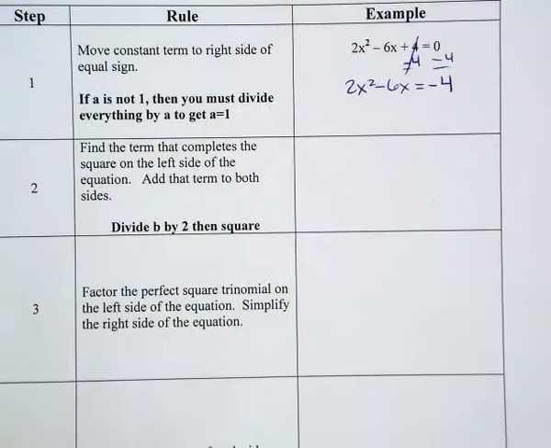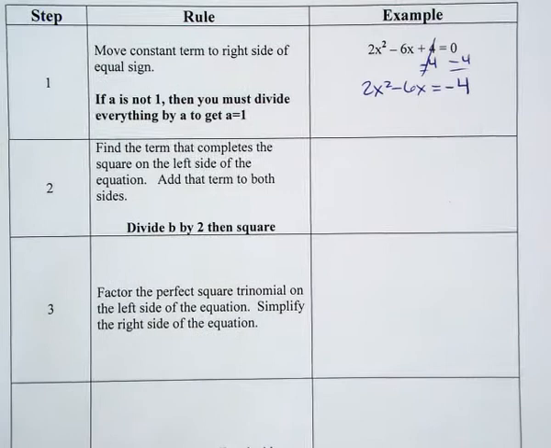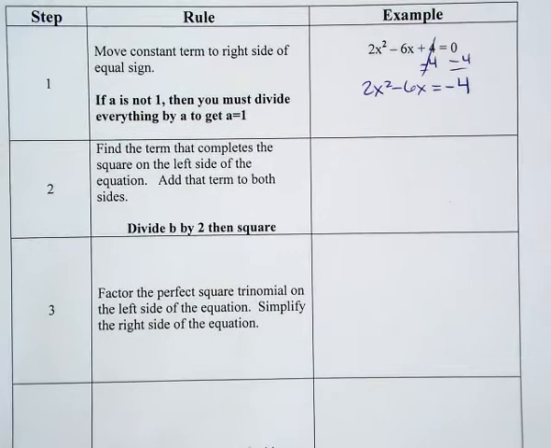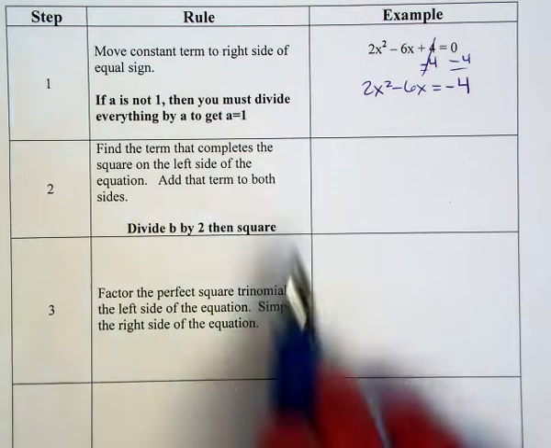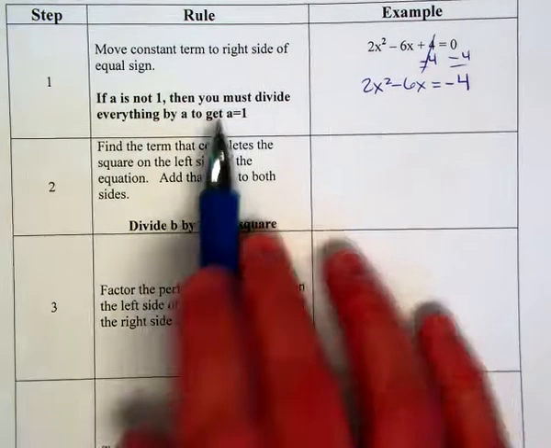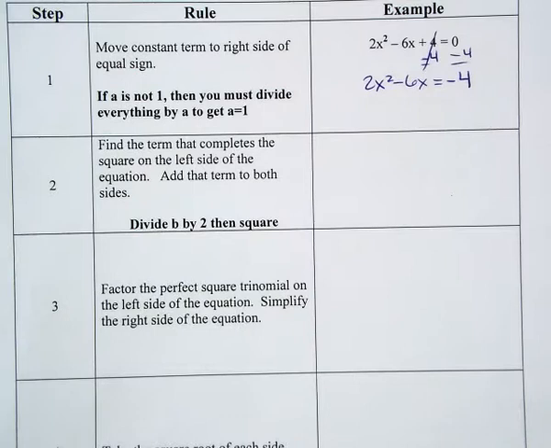Starts the exact same way. Move the constant to the right. We do not want it to equal 0 anymore. It actually does not matter if you do that first or this first. It will not make any difference. I'm just going top to bottom.